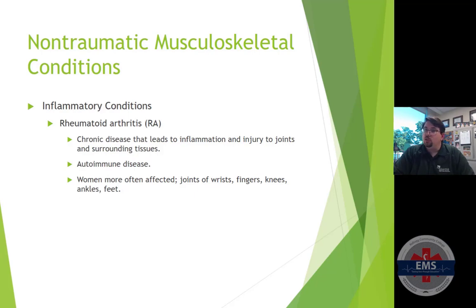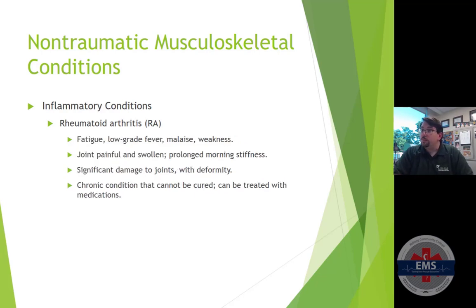Again, those are going to be areas that we're dealing with normal daily functions of your hands and feet and mobility. We oftentimes will see fatigue, low-grade fever, malaise, and weakness. Again, that's associated primarily because of the autoimmune component. The joints themselves are painful and swollen, and they have a very hard time getting up and moving in the morning because of prolonged morning stiffness. Significant damage to the joints will occur with massive deformity. That's what makes RA so noticeable, is when you see the patient and their hands are just so crippled up. We'll see a picture here in just a second.